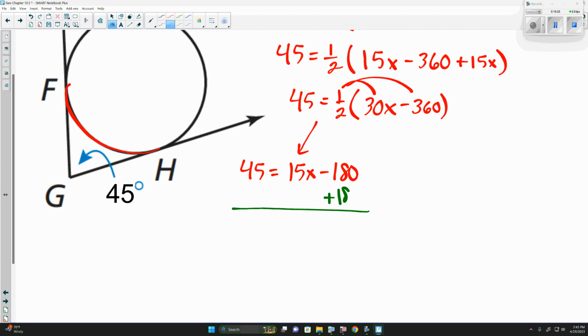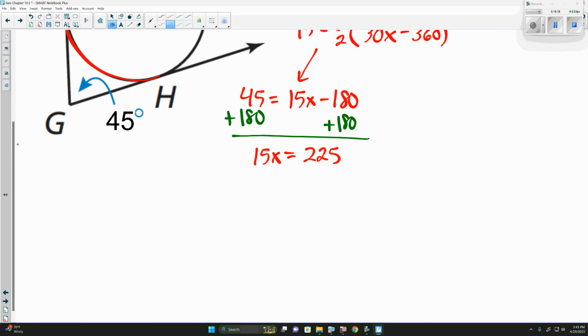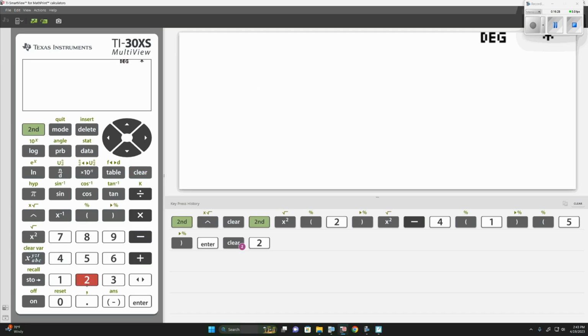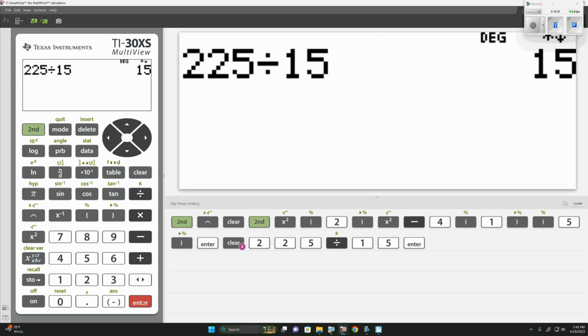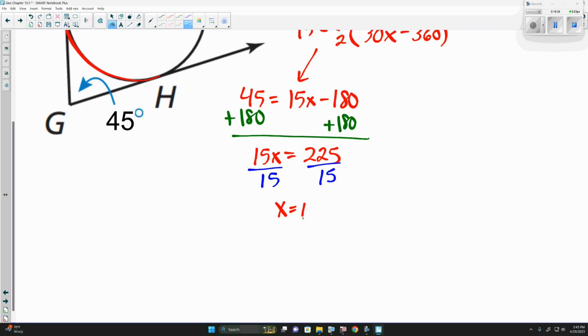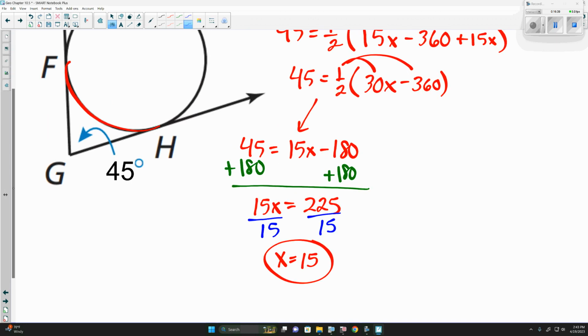From here, add 180 to both sides, telling us that 15x is 225 degrees. And last but not least, we would divide both sides by 15. So x is 15. Yes, and that's why I put it to the side.